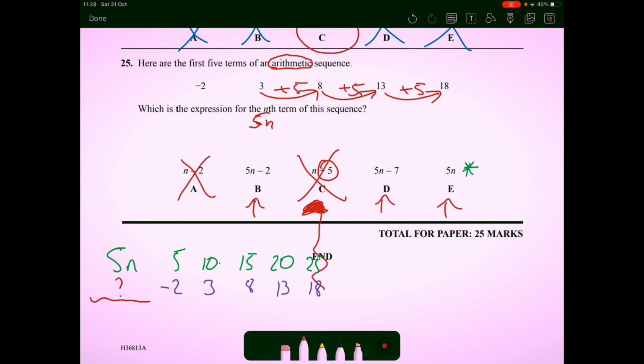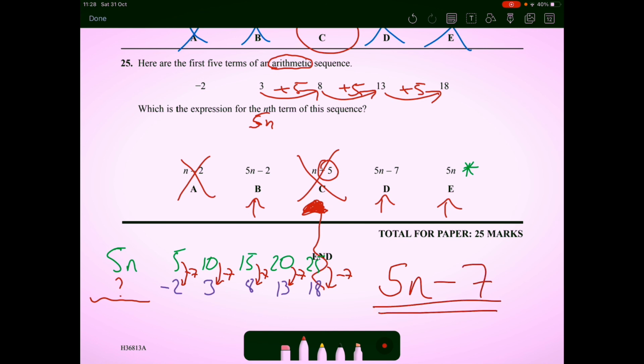So what do I have to do to go from 10 to 3? Take away 7. What about from 15 to 8? Take away 7. What about from 20 to 13? Take away 7. From 5 to -2, take away 7. Probably becoming a bit obvious now, take away 7. So basically, our rule here is 5n take away 7, because it's basically the 5 times table with 7 taken away from it each time.